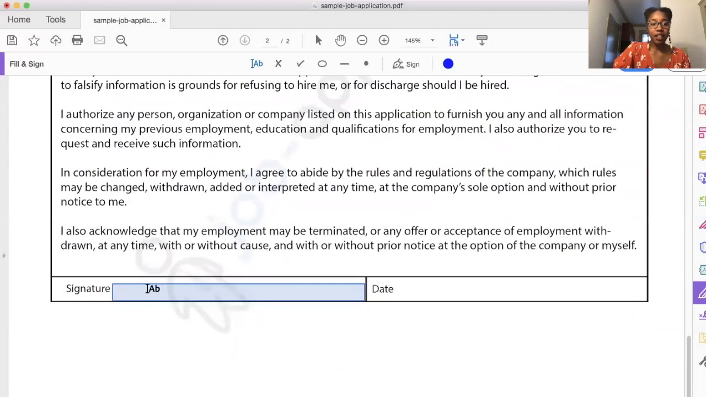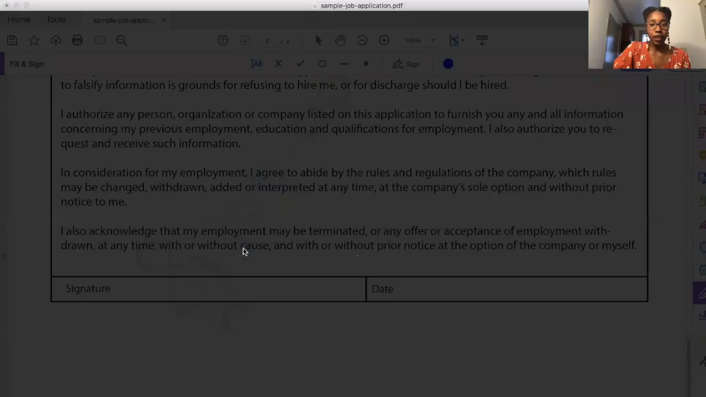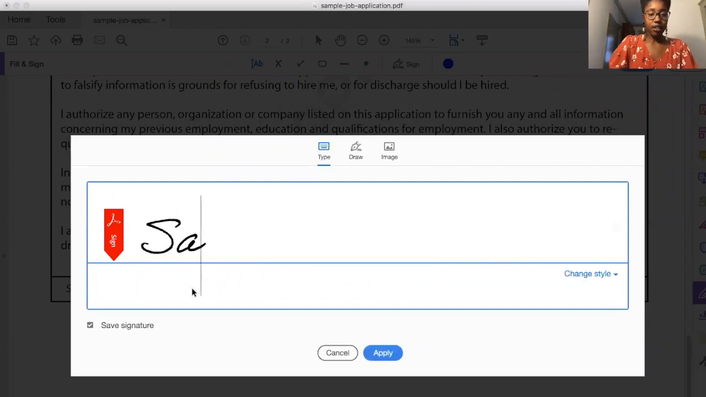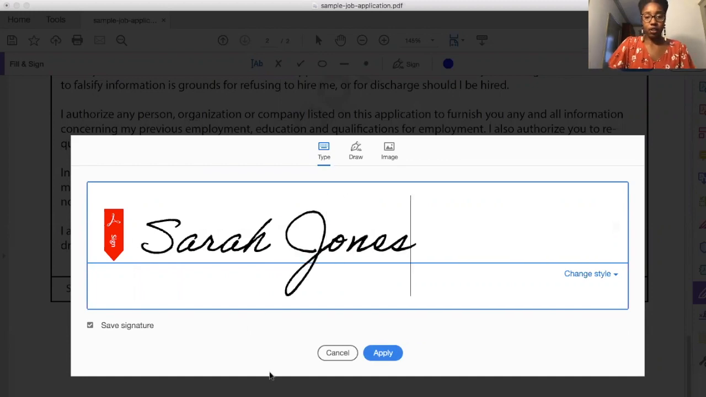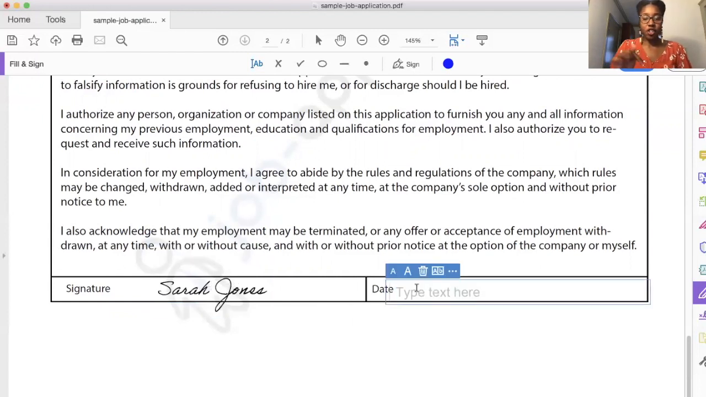And the last thing we would do is sign. And so here we know that we are signing as Sarah Jones. And we will add our signature. And again, today's date, 06/01/2020.